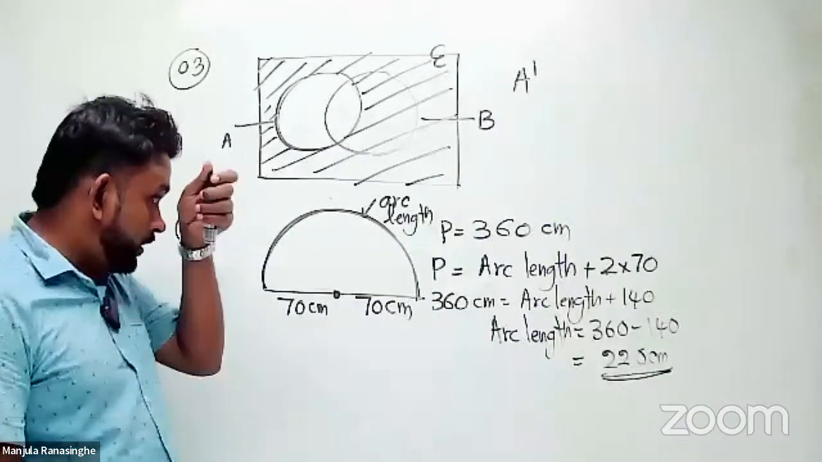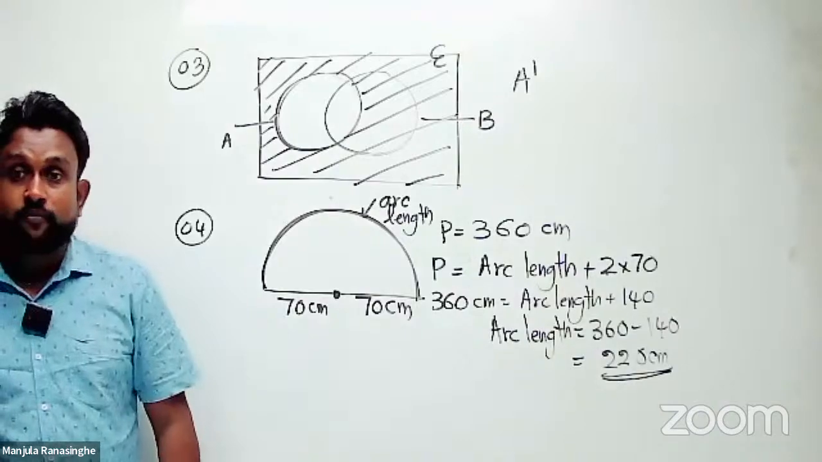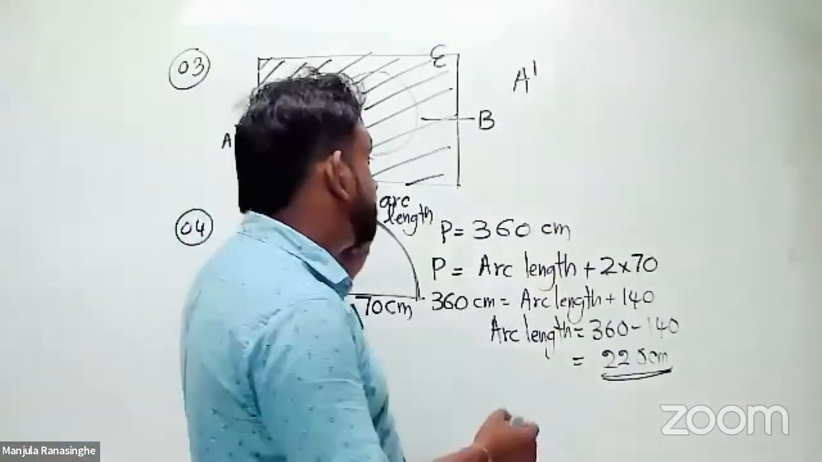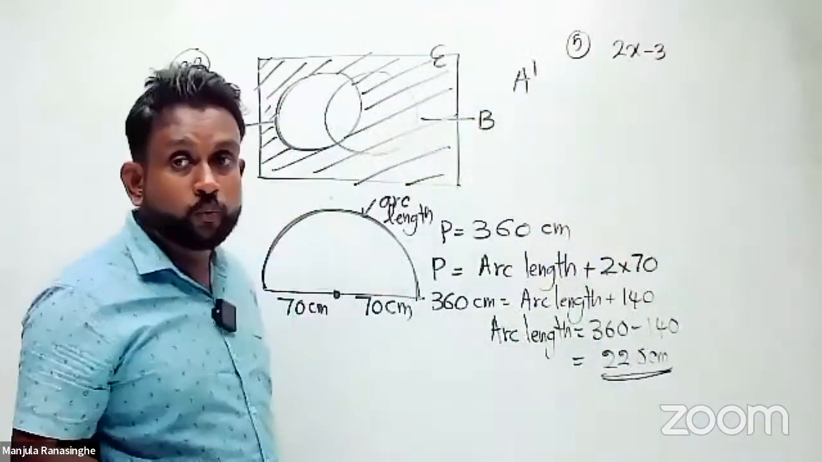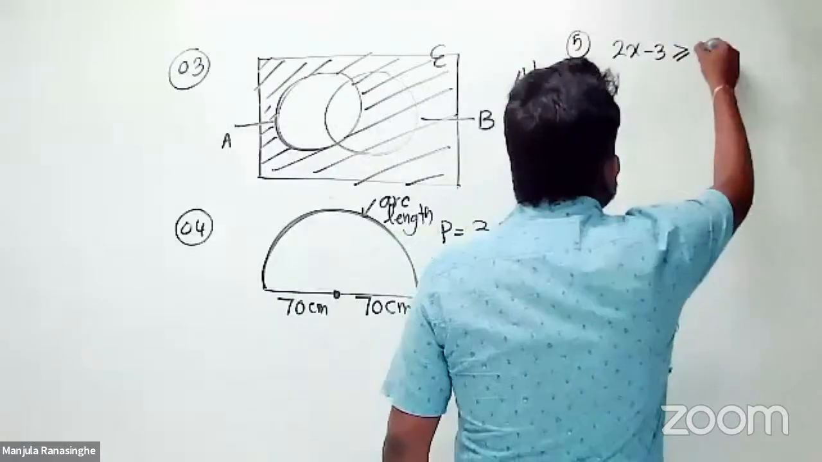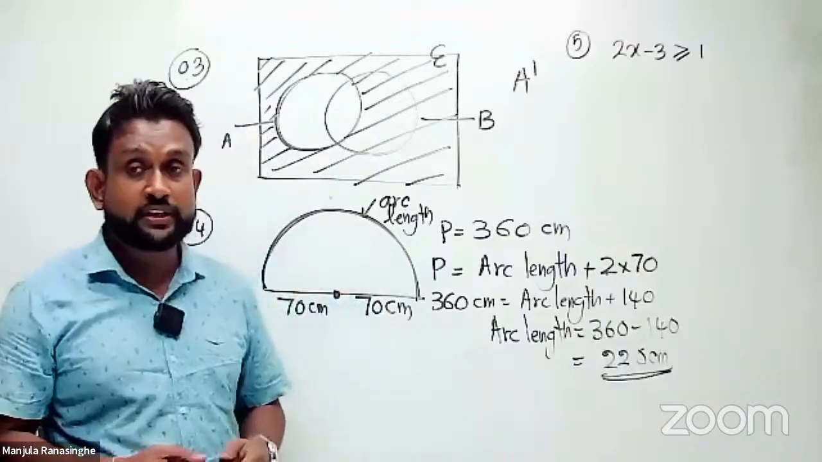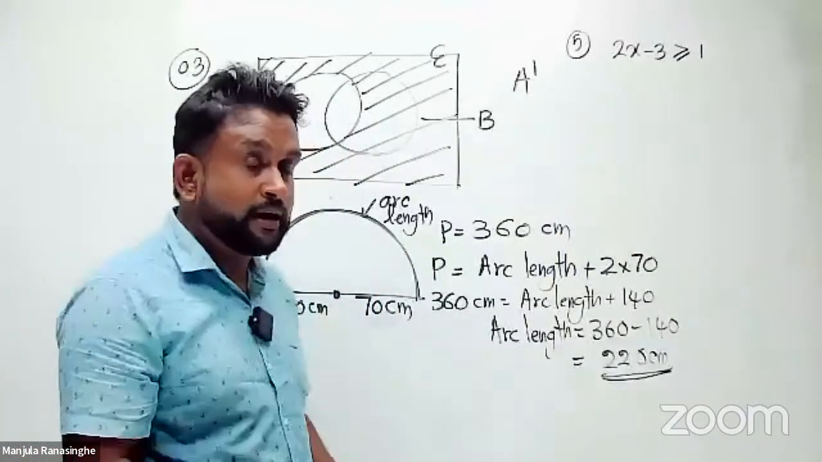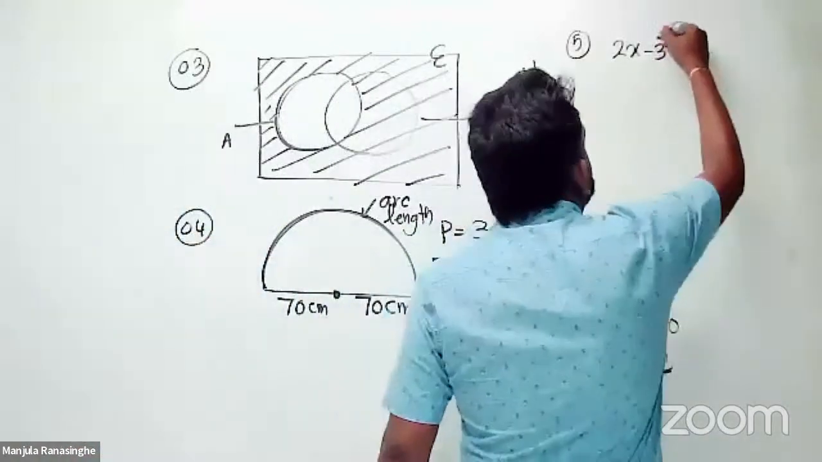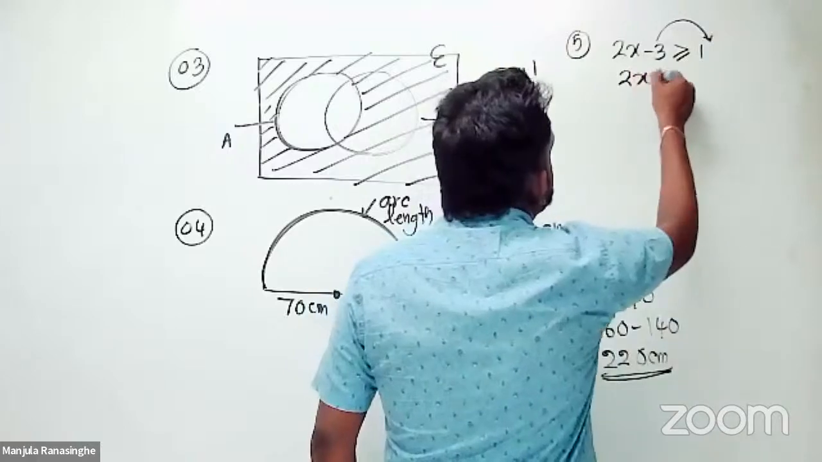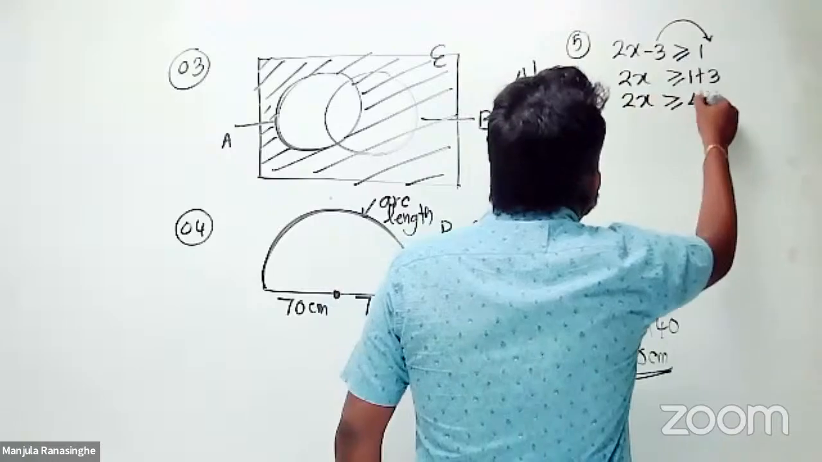Right, now we are moving to question number 5 of the paper. 5 says solve the inequality 2x minus 3 greater than or equal to 1. They're asking to solve the inequality and show the solutions on the number line. First, we have to solve it. Solve an inequality like solving an equation. Make x the subject. Bring this minus 3 to the other side, then 2x greater than or equal to 1 plus 3, 4.